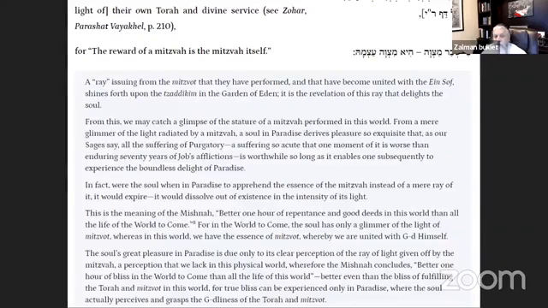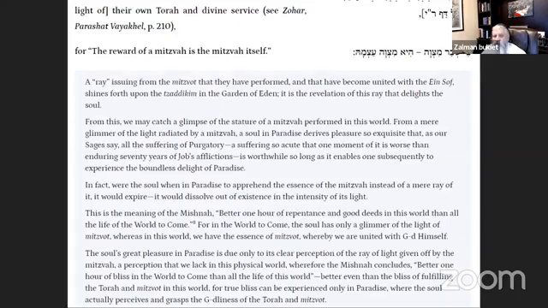In fact, if the souls in paradise were to apprehend the essence of the mitzvah instead of the ray of it, it would dissolve out of existence into the intensity of the light. This is the meaning of the Mishnah: Better one hour of repentance and good deeds in this world than all the life in the world to come. For in the world to come, the soul has only a glimmer of light of a mitzvah, whereas in this world we have the essence of the mitzvah, where we are united with God himself.